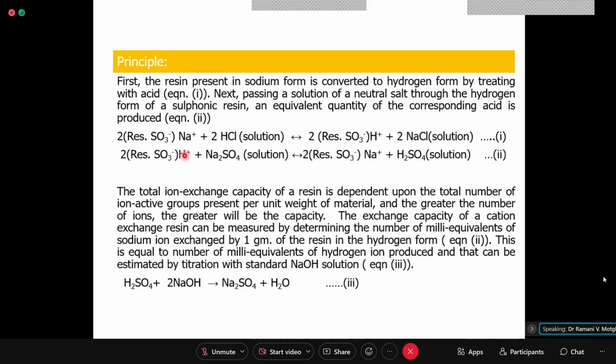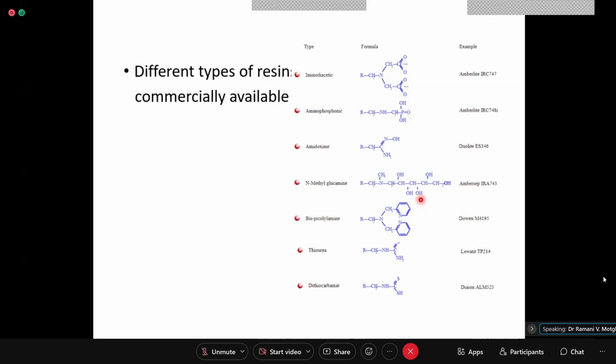Now you allow the experiment to run, but you can imagine here that there is calcium sulfate. The resin will remove the calcium, which is Ca2 plus, and H2SO4 will be formed. This H2SO4 is then removed by the anion exchanger resin, which will remove the SO4 2 minus group.